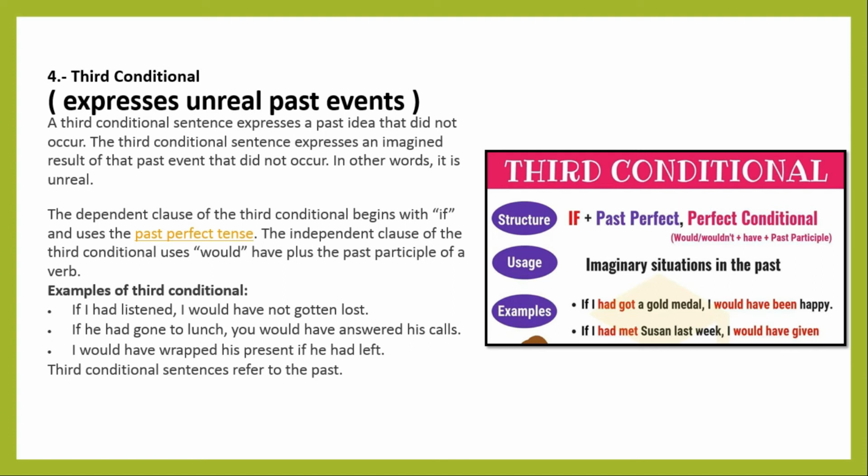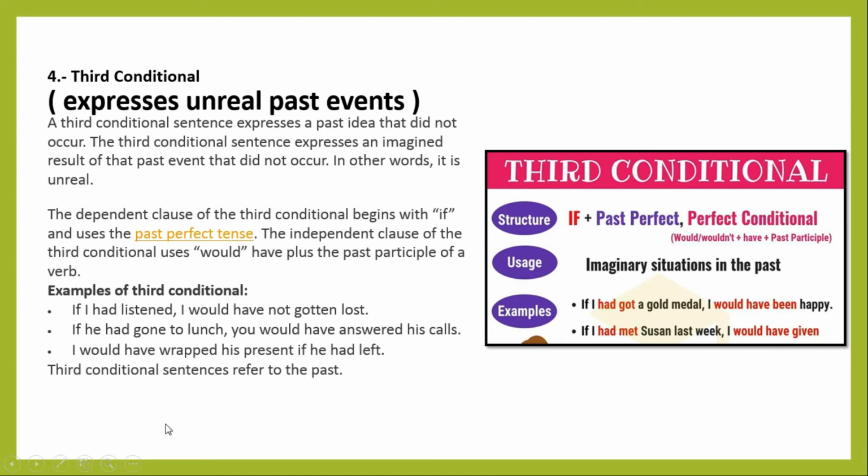Remember, if you memorize and learn by heart the three columns of past participle verbs, this is going to be a piece of cake for you. Instantly, you're going to get the whole idea. So I say, if I had got a gold medal, comma, what is the consequence? I would have been happy.